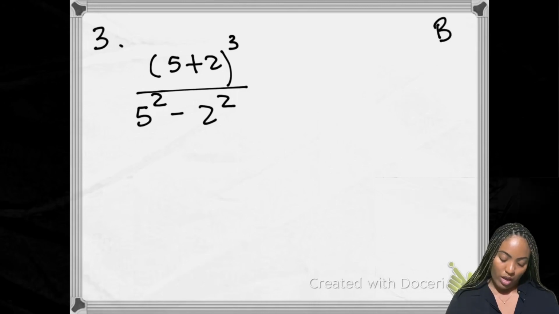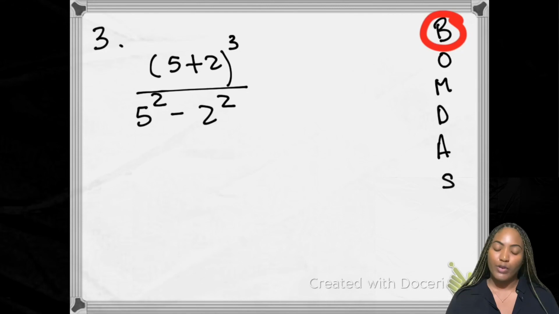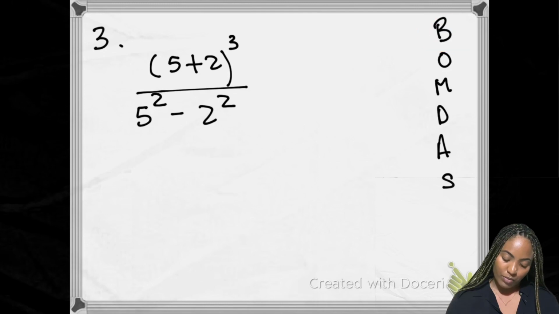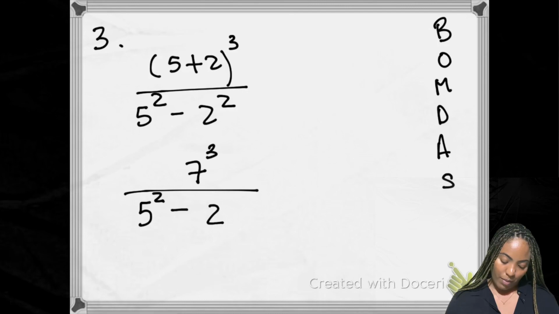Now, as we consider BOMDAS, we must work our brackets first. So we look over to the problem and see if there are any brackets. Indeed, we do have the brackets. So we will work out 5 plus 2, which will give us 7 raised to the power 3 all over 5 squared minus 2 squared.